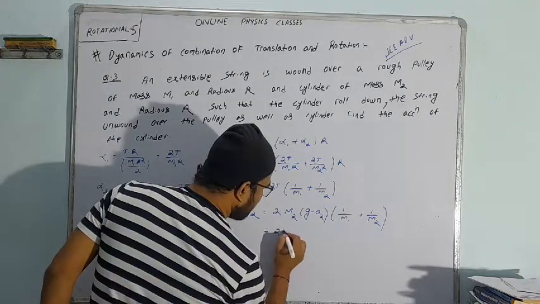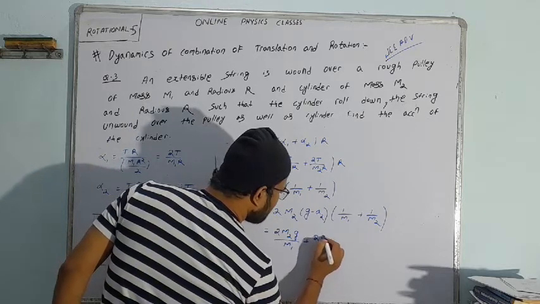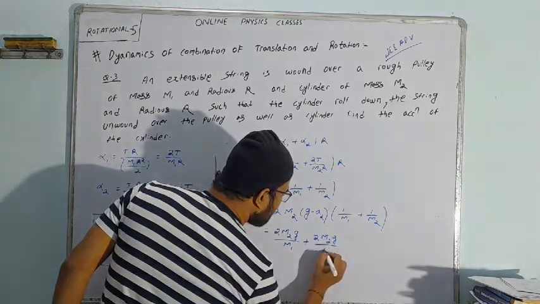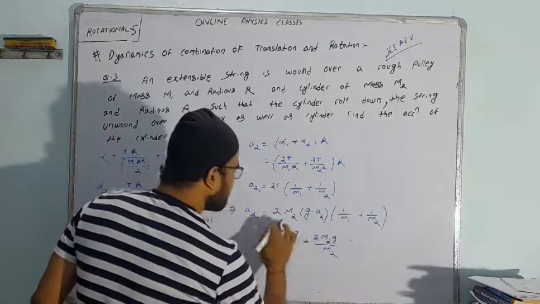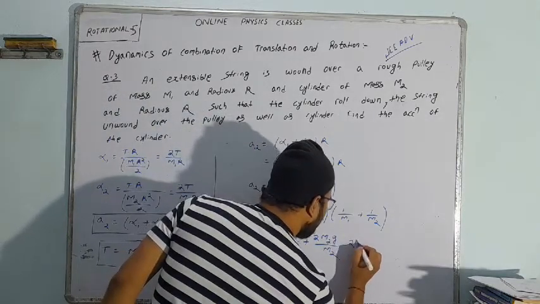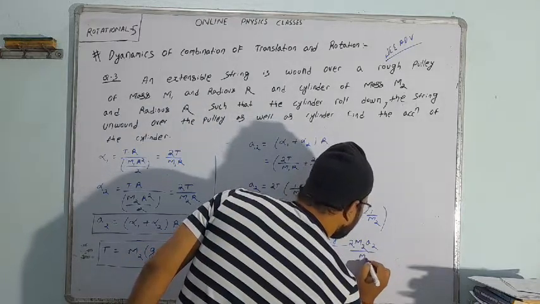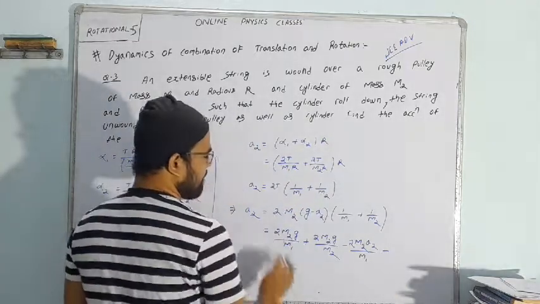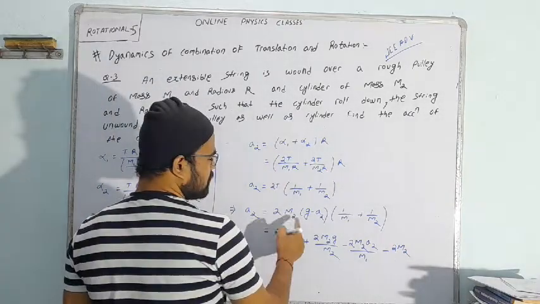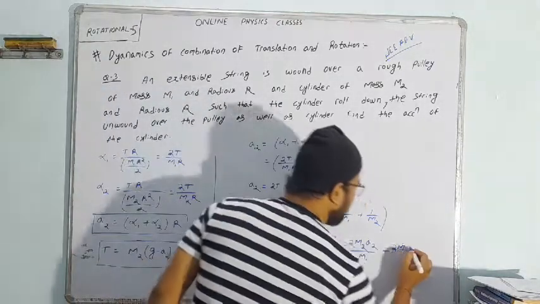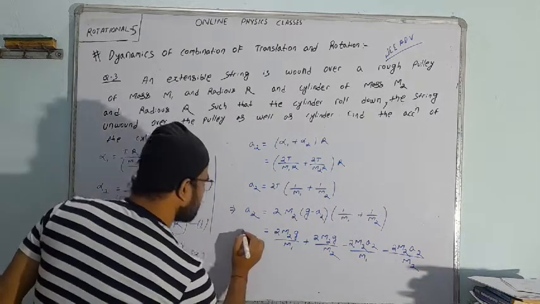Okay, solve this: 2m2g by m1 plus 2m2g by m2, right? Similarly for minus, this will be minus 2m2 a2 by m1 minus 2m2g, 2m2 a2 by m2. Okay, this value is a2.